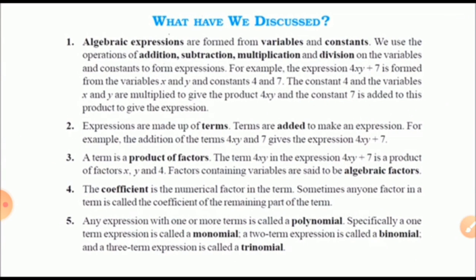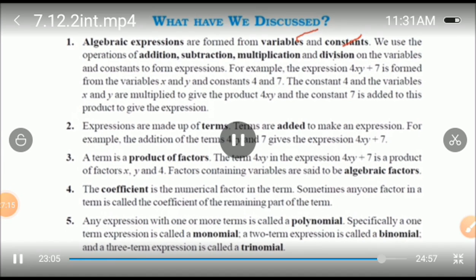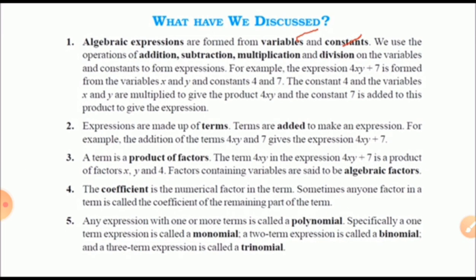What have we discussed? These are the most important part of the lesson. I have already said it a number of times. You should read out all the points one by one. First point: algebraic expressions are formed from variables and constants. We use the operations addition, subtraction, multiplication and division. Expressions are made up of terms that are added or subtracted. Terms are products of factors, for example 4xy means 4 into x into y. Is it clear? These are called the algebraic factors.